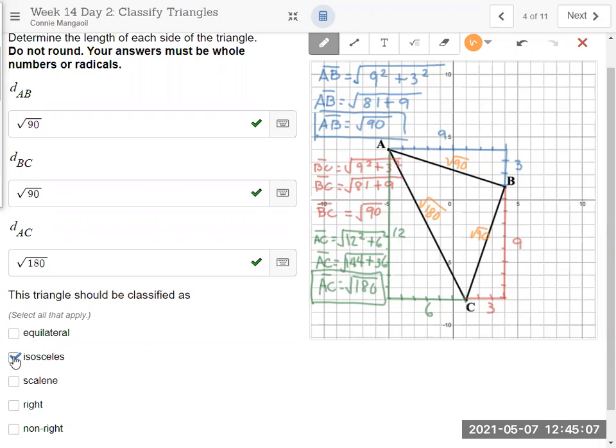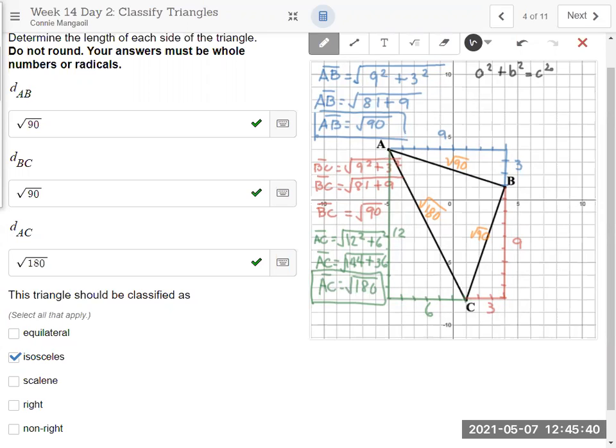Now we have to test whether this is a right triangle or not by using the Pythagorean theorem. The Pythagorean theorem is a squared plus b squared is equal to c squared. First, you identify the c. C is the hypotenuse. C is the longest side.